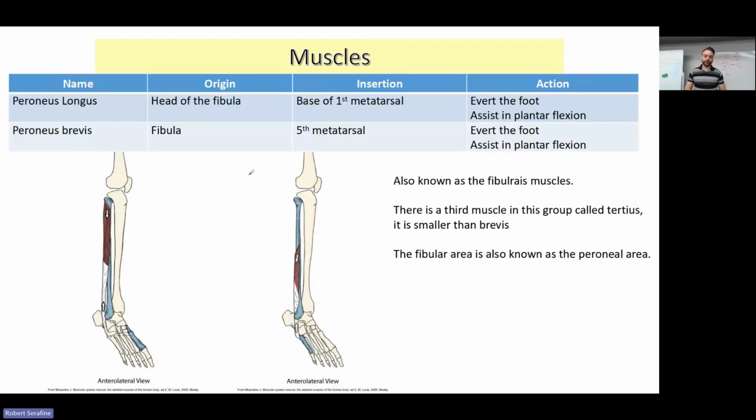Then we have the peroneal muscles, also known as the fibularis muscles. So in some texts, they don't use this word anymore, the peroneal word.